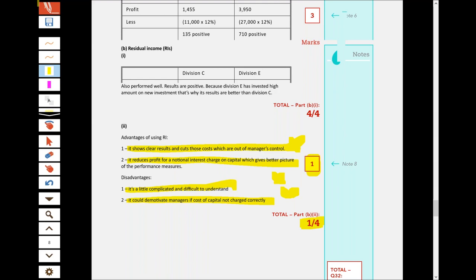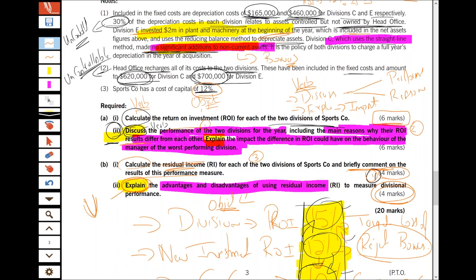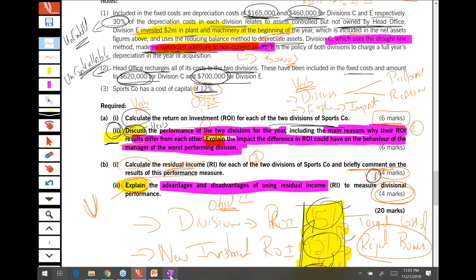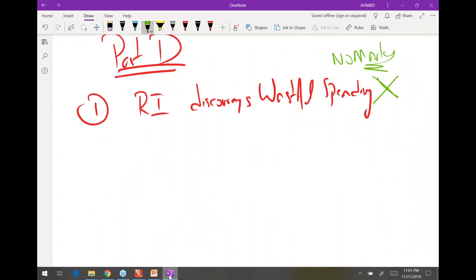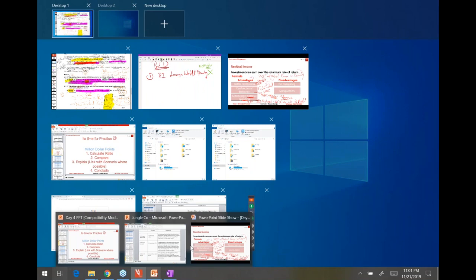And what was the verb? Do you remember the verb? The verb was explain. So you have to explain, you have to go into the details of that. If you will not go into the details, it's useless, my friends. Now, your answer should be explaining this in detail.